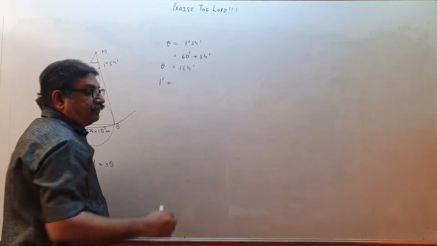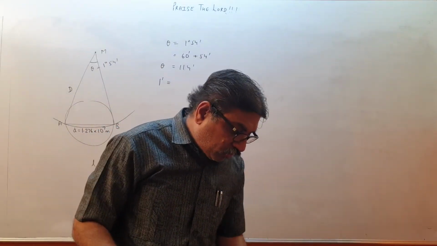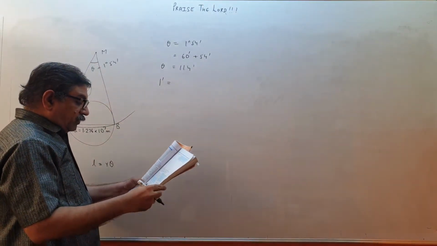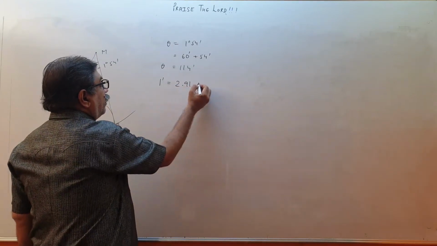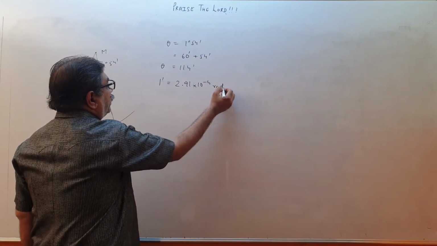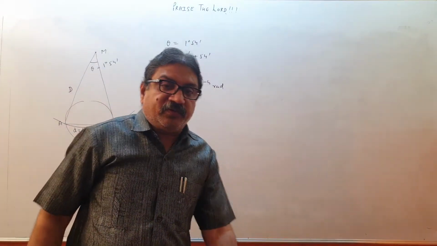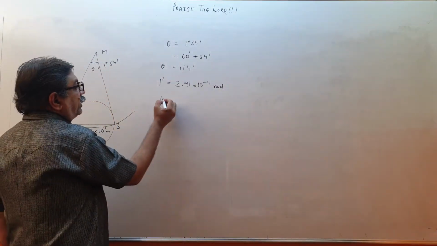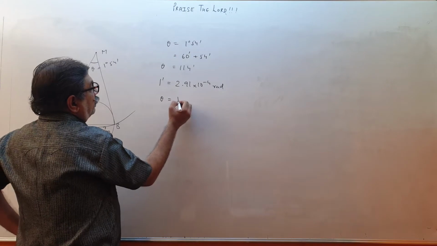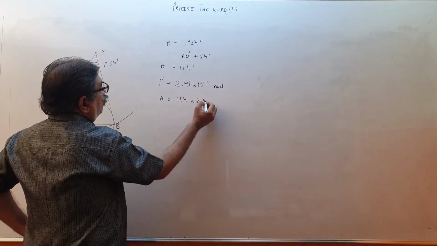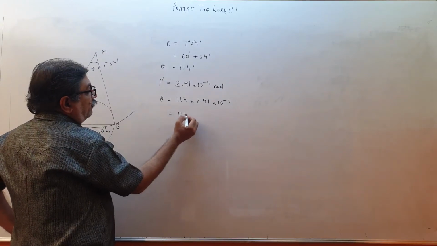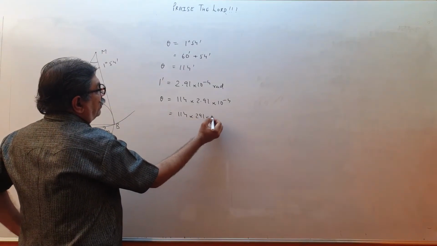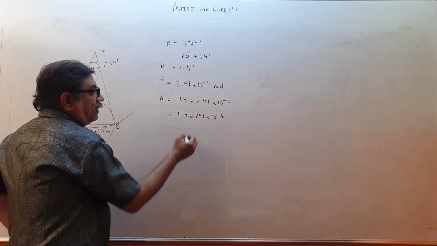How much is 1 minute? 1 minute in terms of radian we found out earlier, I'll take the value from here. 1 minute is taken as 2.91 into 10 raised to minus 4 radian. So 1 minute is this much radian. So how much will be 114 minutes? This will be 114 into 2.91 into 10 raised to minus 4. So this is 114 into 291 into 10 raised to minus 6. You have to multiply.